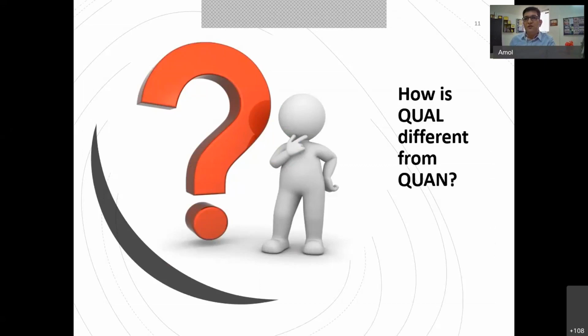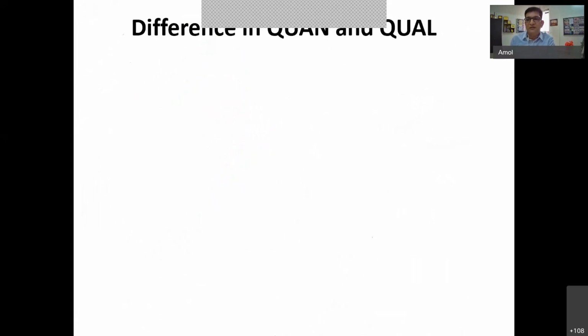Now, how is qualitative different from quantitative? By this time, it must be clear to you that they are very different from each other. A comparison between the two is actually problematic and a very difficult question to answer. But in order to understand it, this comparison is done here.